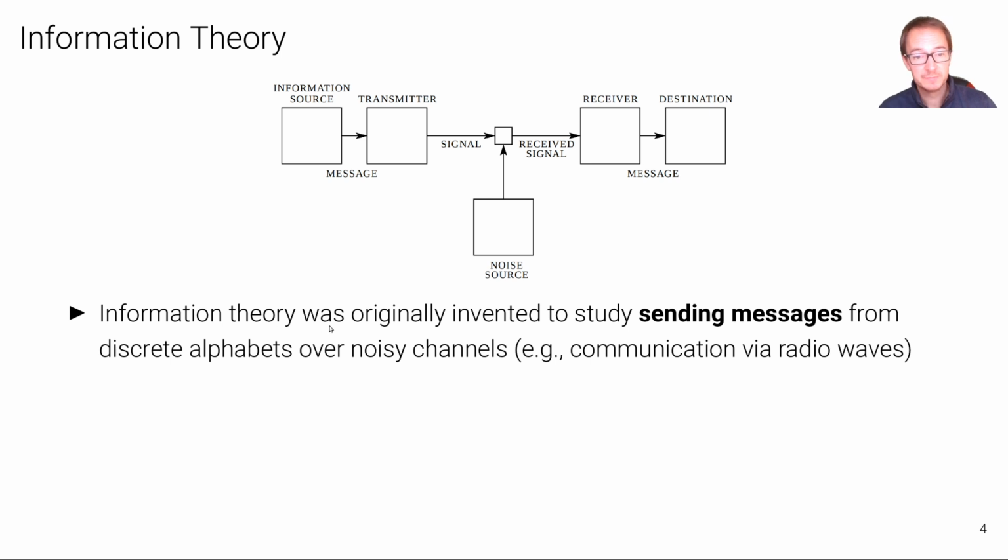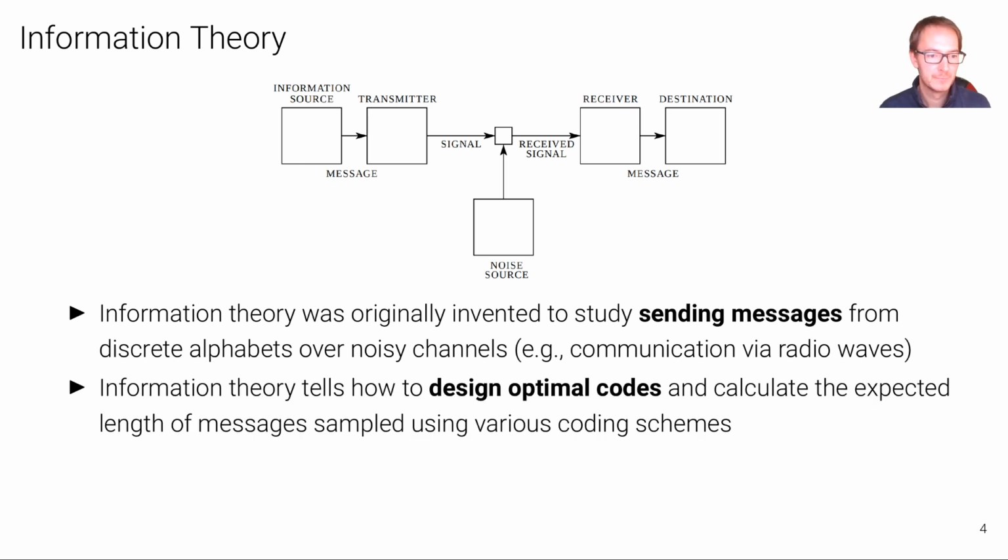So information theory, to recap, was originally invented to study sending messages from discrete alphabets over noisy channels. For example, communication of messages via radio waves. Information theory tells how to design optimal codes for those messages and how to calculate the expected length of messages sampled using various coding schemes. And we'll see a very simple example.